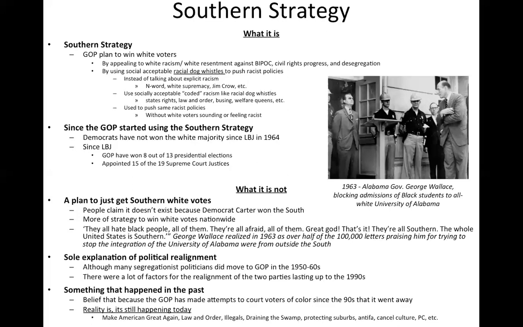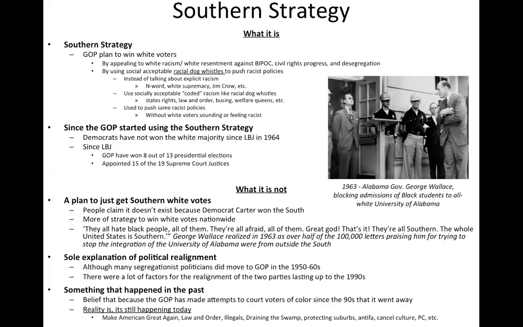I mean, there were letters from all over the country; he received over 100,000 letters of support. So this is not a strategy just used for the South. It started out in the South, but particularly Nixon and Wallace and Reagan realized really quickly that this was a strategy that could be used to gain white voters all over the country, particularly in areas that were being forced to desegregate their schools, where Black people were starting to move into the communities, where Black people were starting to gain government assistance programs.